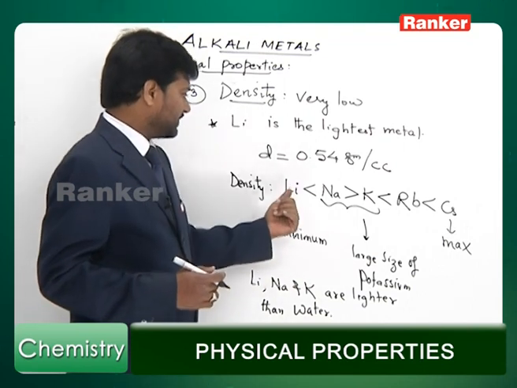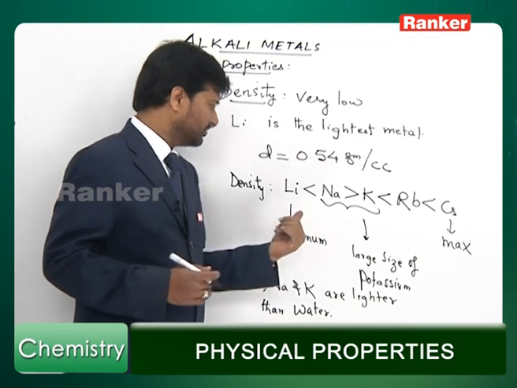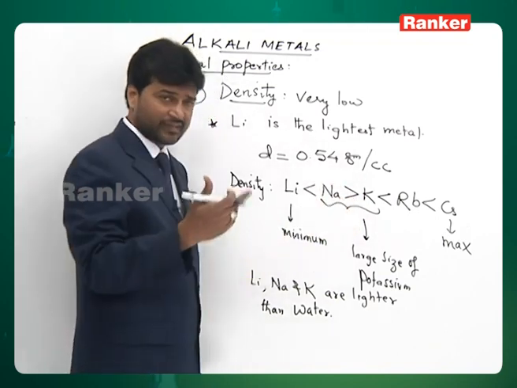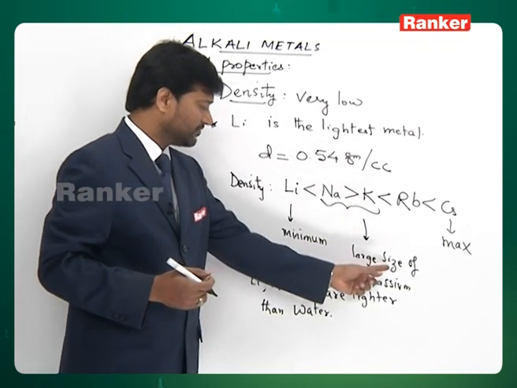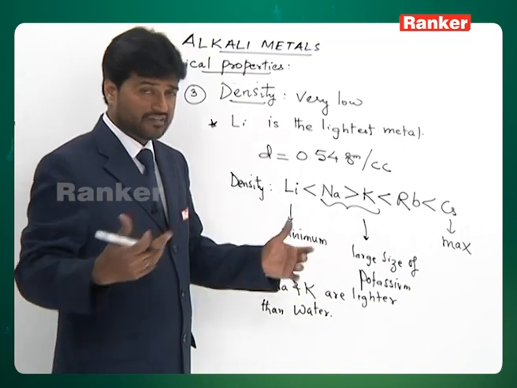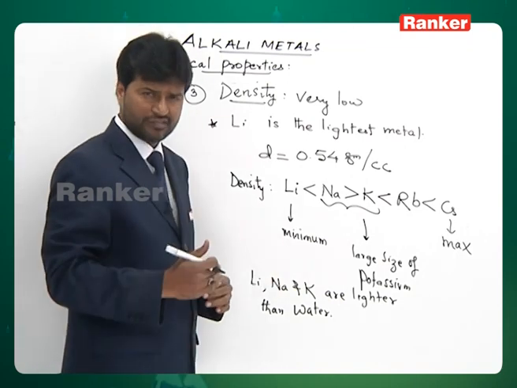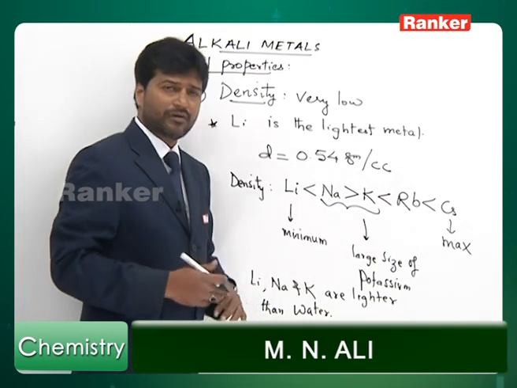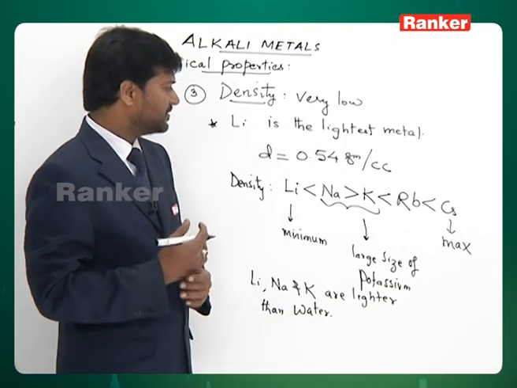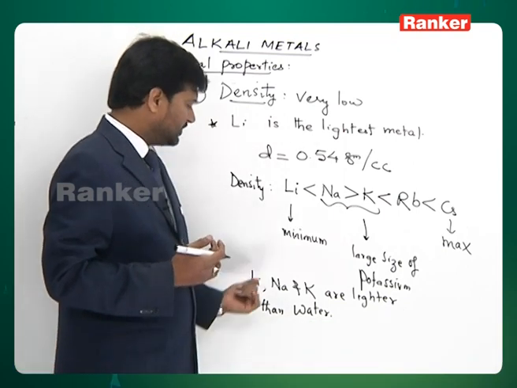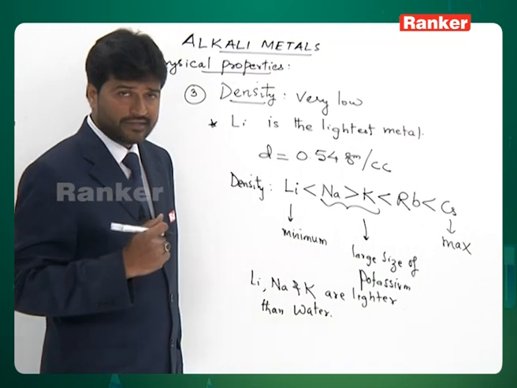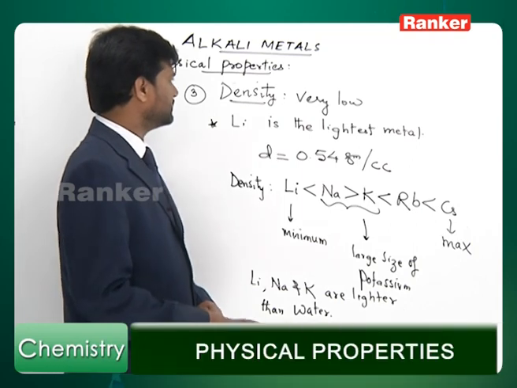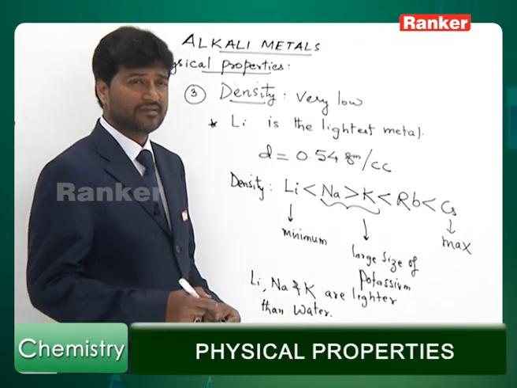Now, the order of density is like this. There is an increase from lithium to cesium, but there is one irregularity, that is sodium is greater than potassium, and it is explained on the basis of large size of potassium, which outweighs the effect of increase in mass on going down the group. The element with minimum density is lithium, and the maximum among the elements of the group is cesium. While lithium, sodium and potassium are lighter than water, the other two elements, rubidium and cesium, are heavier than water. This is about density of alkali metals.